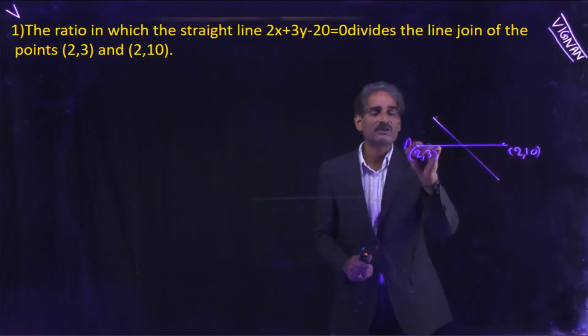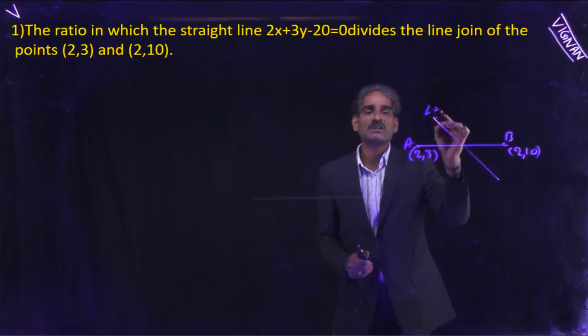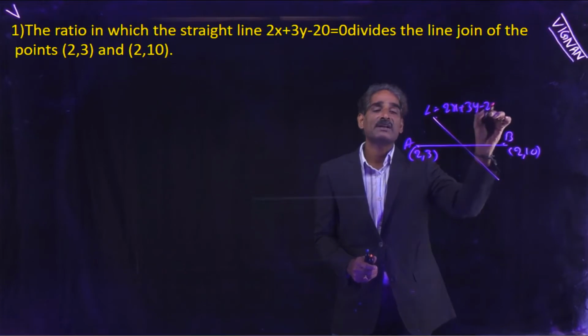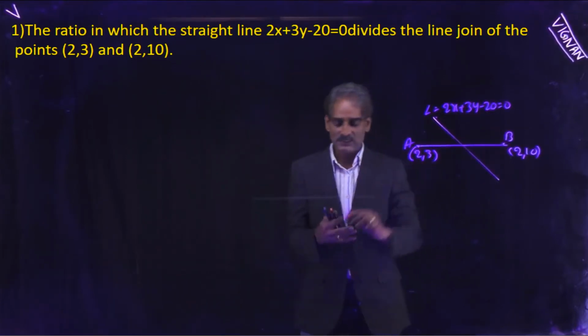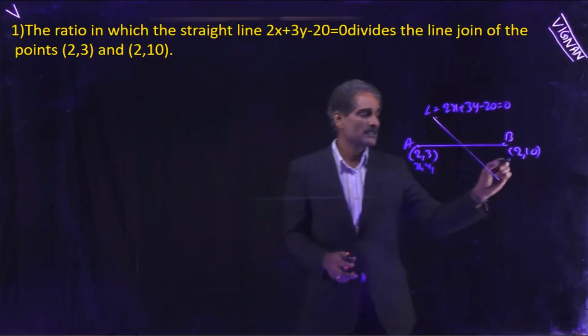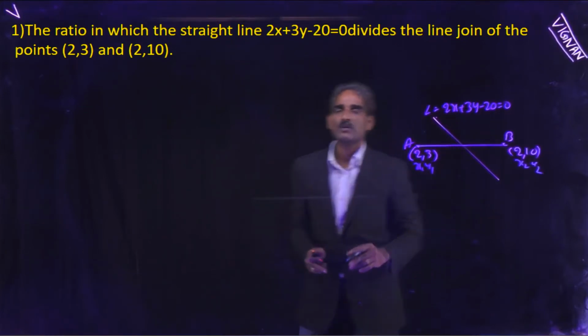These are the points. Let us take A and B as these points. This is the line. What is the equation of the line? 2x + 3y - 20 = 0. So let us take A as (x1, y1) and B as (x2, y2). This is the line L. We have to find out the ratio.